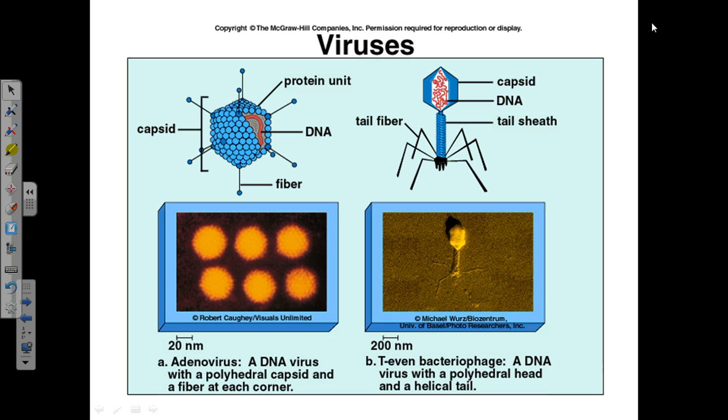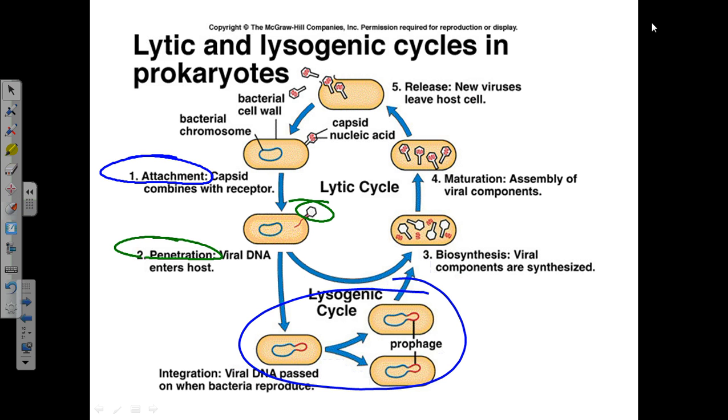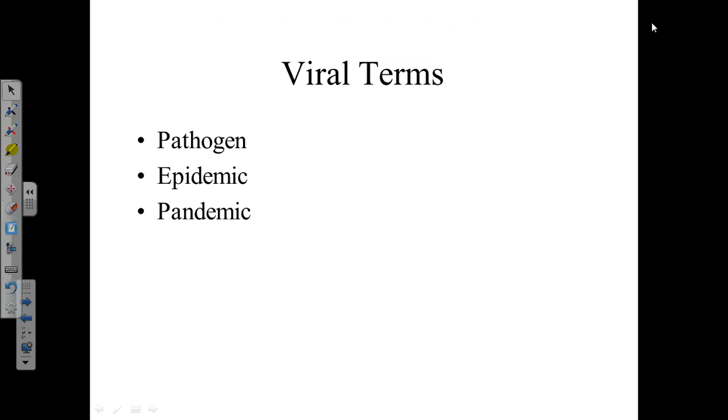Some pictures of some viruses. Notice the blue, all that's protein, it's the capsid, and all the red's the DNA. This is the bacteriophage right here. There's a couple more. Remember that plants can get viruses. That's the tobacco mosaic virus. Here's the flu virus. There's our cycle again. 3 words here that you need to make sure you know what they mean.